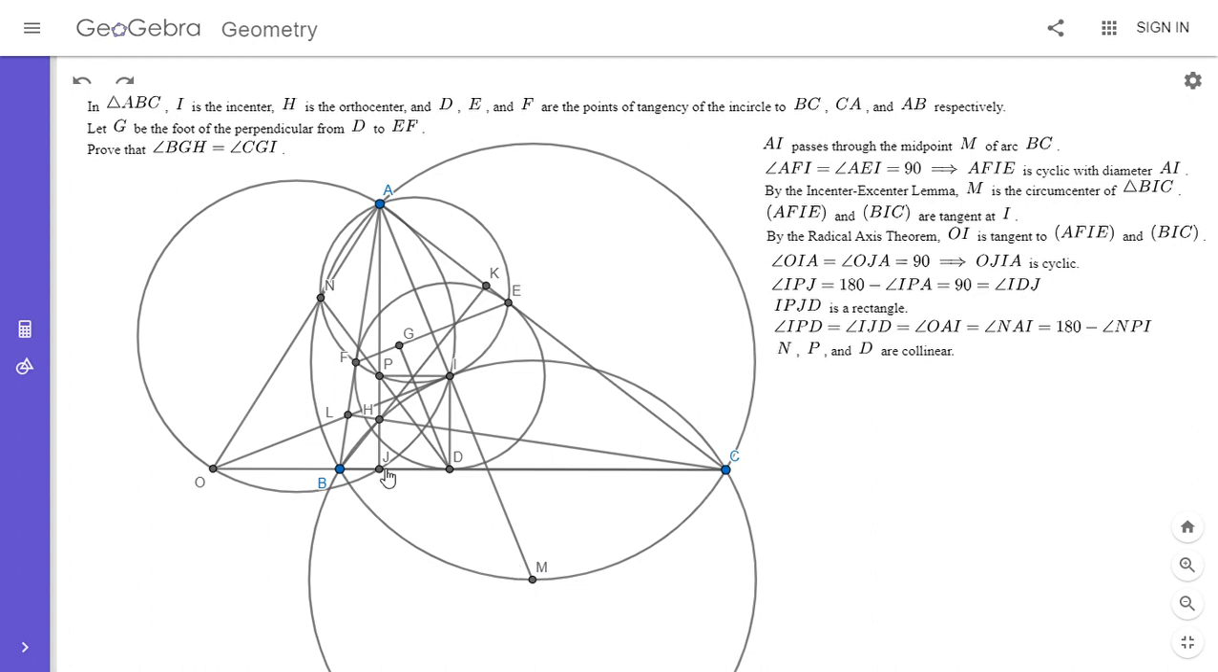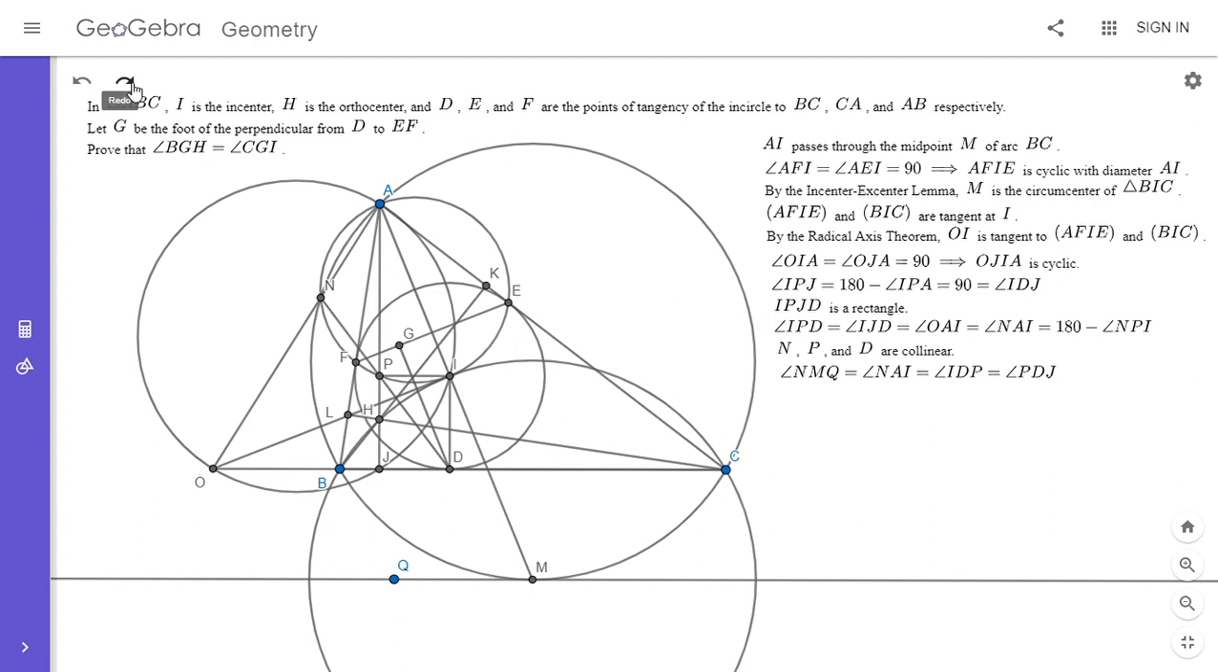Since M is the midpoint of arc BC, we can draw the tangent to the circumcircle of ABC. So I'm going to do that. And it has to be parallel to BC, obviously. And I'm just going to take another random point on it. I'm just going to call it Q just for reference. But now I'm going to do an angle chase that shows that N, D, and M are collinear. All right, so here's that angle chase.